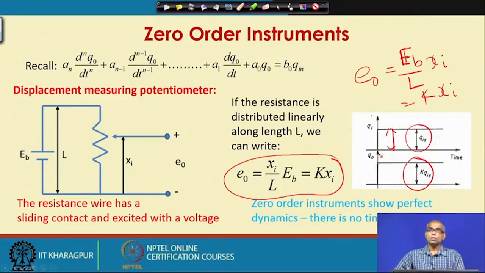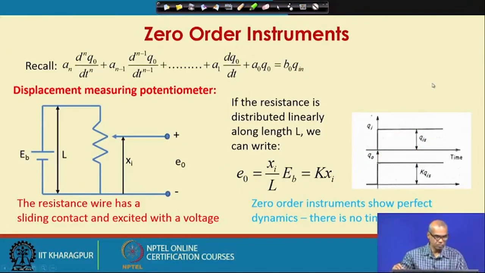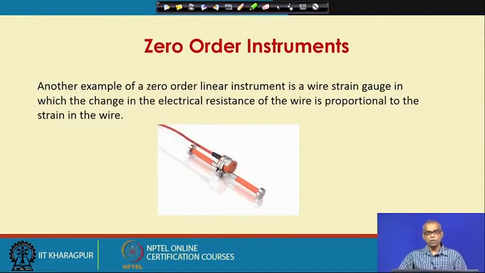So, this instrument can be considered as an ideal instrument, because there is no time delay or time lag. Output immediately follows input, and output is a constant multiple of input. That constant multiple is the static sensitivity. For the displacement measuring potentiometer, this becomes E_B by L, where E_B is the exciting voltage and L is the length of the wire. Another example of a zero order linear instrument is a wire strain gauge, in which the change in the electrical resistance of the wire is proportional to the strain in the wire.